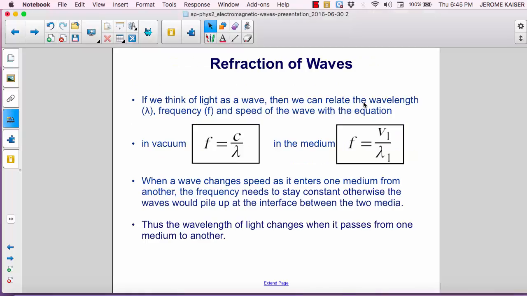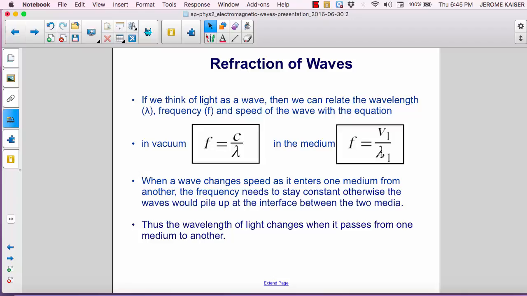Let's go into the idea of refraction of waves in a little more depth. If we were to think of light as a wave, then we know that we can relate the wavelength, lambda, the frequency f, and the speed of the wave with one of the two following equations. In a vacuum, f is equal to c over lambda, that is, the frequency is equal to the speed of light in a vacuum divided by the wavelength. And in a particular medium, that frequency is equal to v1, the velocity in that medium, divided by lambda 1, the wavelength in that medium.